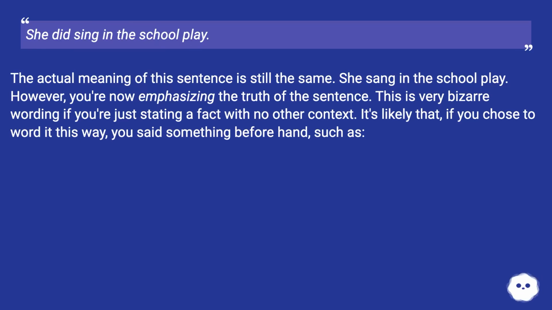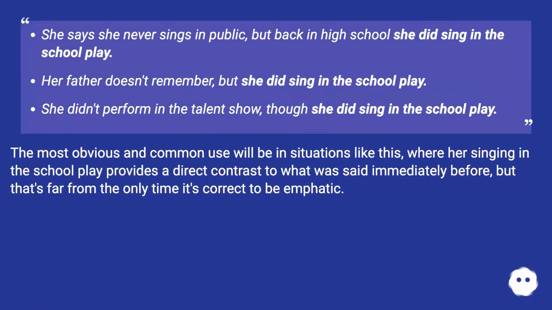It's likely that, if you chose to word it this way, you said something beforehand, such as, she says she never sings in public, but back in high school she did sing in the school play. Her father doesn't remember, but she did sing in the school play. She didn't perform in the talent show, but she did sing in the school play.